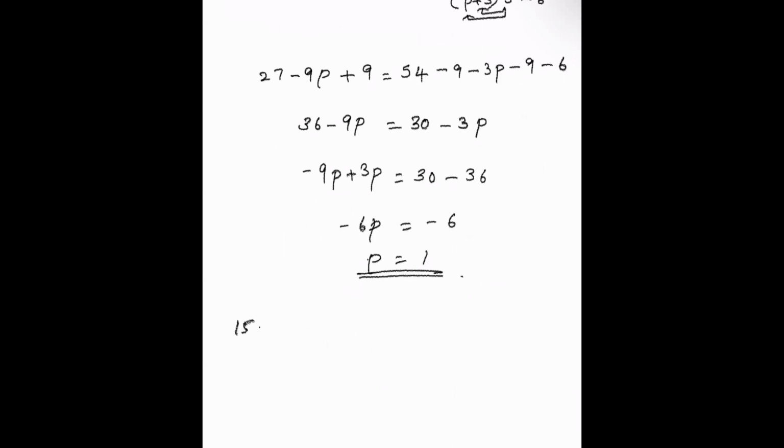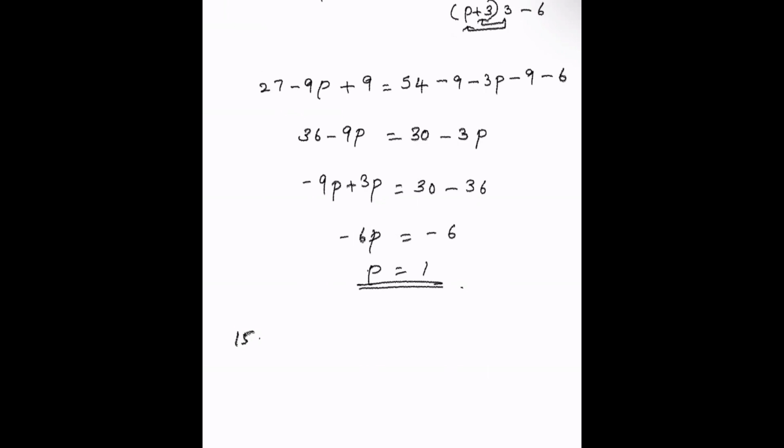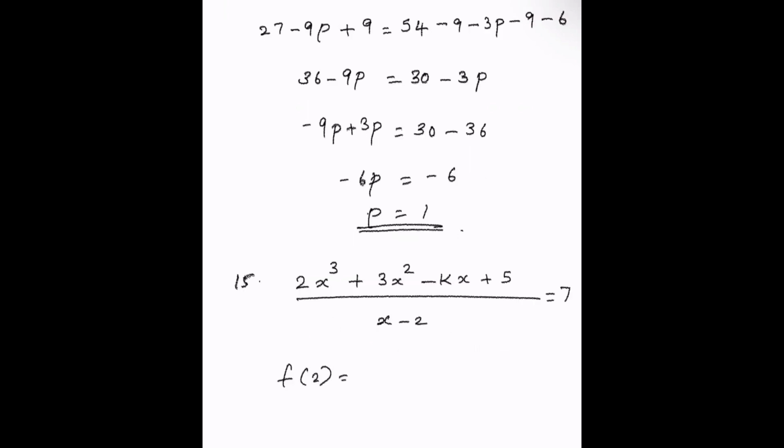Using remainder theorem, find the value of k if on dividing 2x cube plus 3x square minus kx plus 5 by x minus 2 leaves a remainder 7. So this is the question. f of 2 would be 7. So you have to equate it with that.